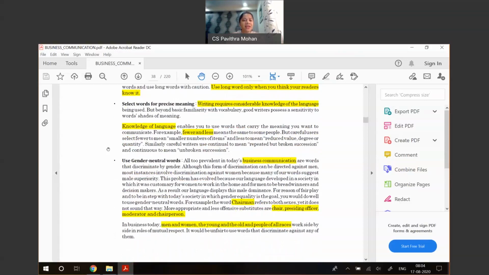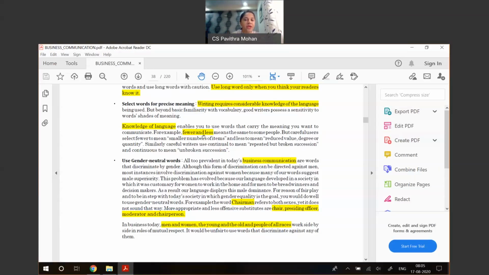Then you have select words for precise meaning. When you're trying to present something, be it in writing or any verbal or oral communication, kindly ensure that the information you're trying to convey is of certain use. Certain knowledge is being conveyed there. And when you're trying to convey this, you personally should have knowledge of that particular language. When I have that language knowledge, then I will understand how words are being used.